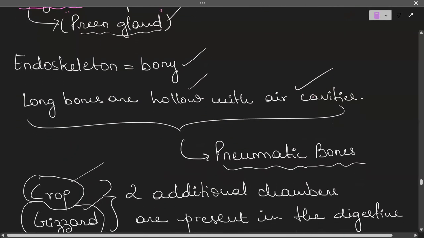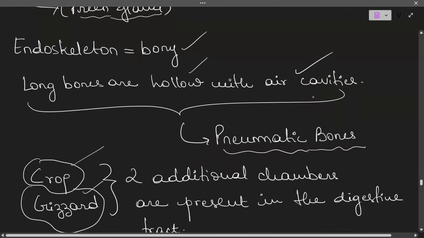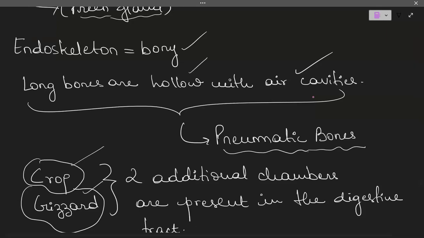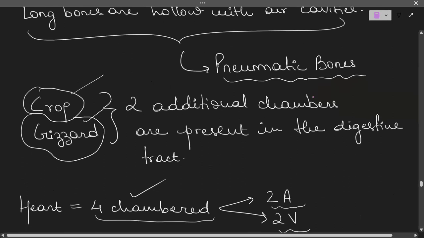The endoskeleton of the birds is bony endoskeleton, meaning it is made up of bones. And they have long bones that are hollow. Like our bones have bone marrow, because of which we can never fly. But the birds do not have bone marrow. Rather, they have air cavities present. And these type of bones are known as pneumatic bones. Because of the presence of the air cavity filled hollow bones, they can fly.